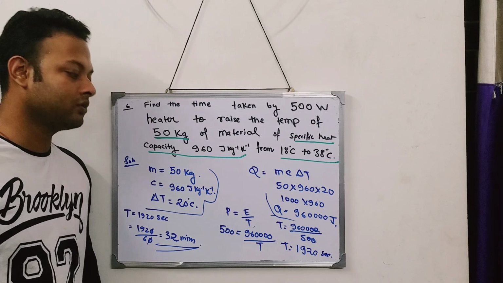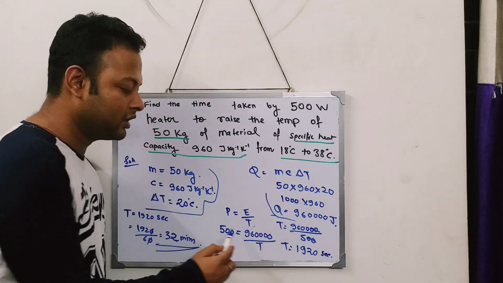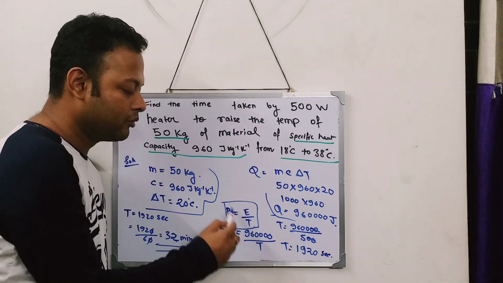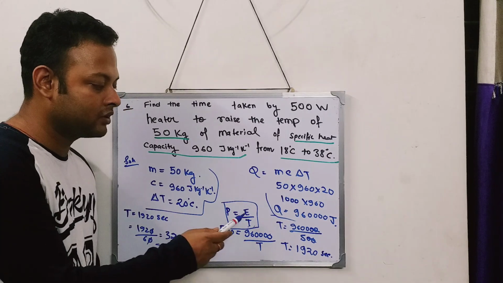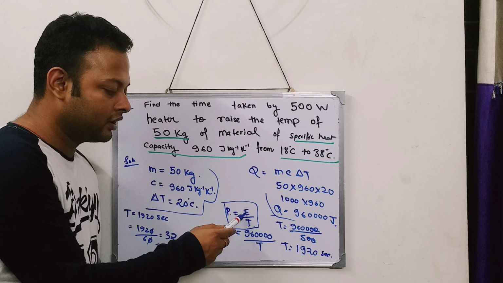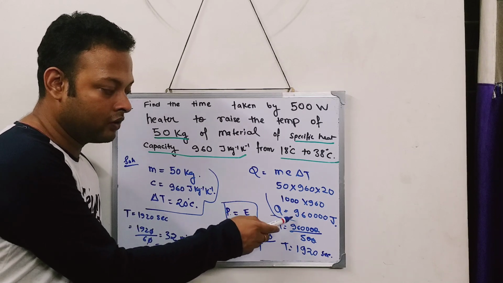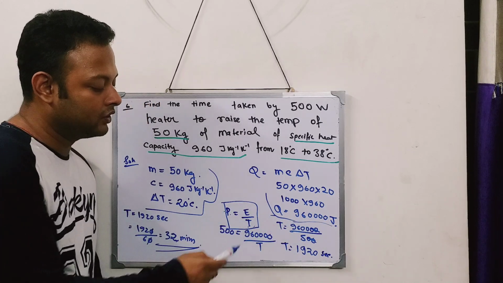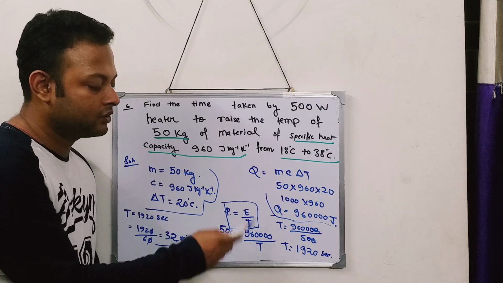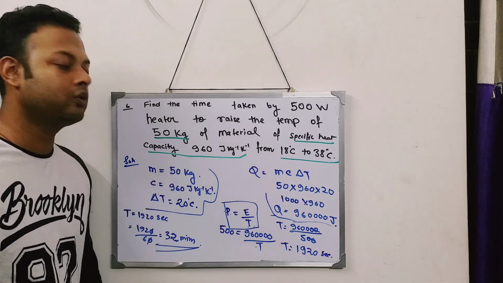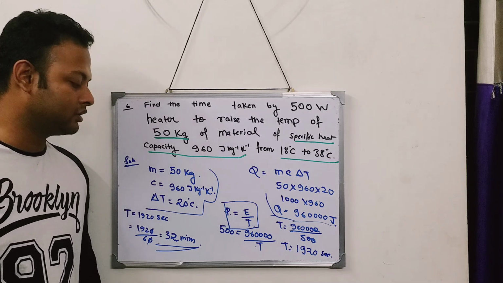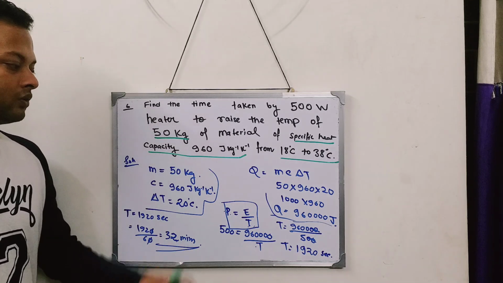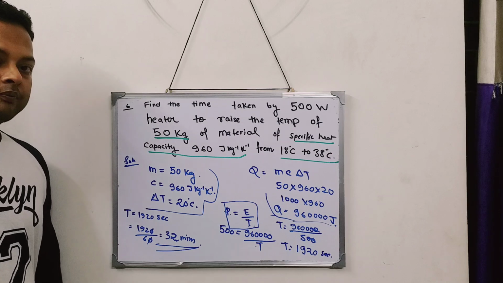So after you get the heat, you just have to apply this formula, because I require the time. Power is equal to energy by time. Power is already given in the question. Energy I already found, and time remains. So when you solve it, time is equal to 1920 seconds, which is equal to 32 minutes. I hope you understood this question.